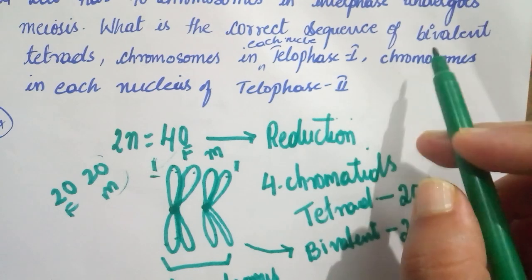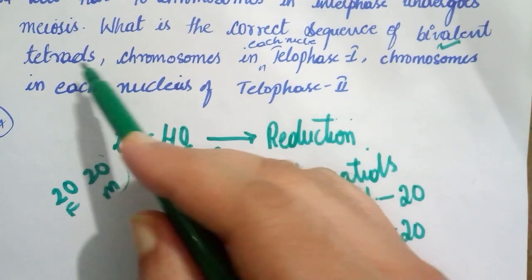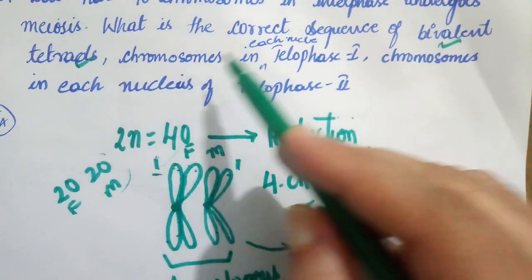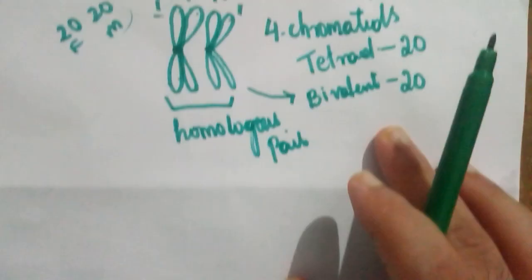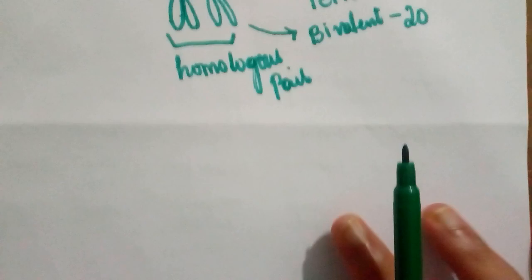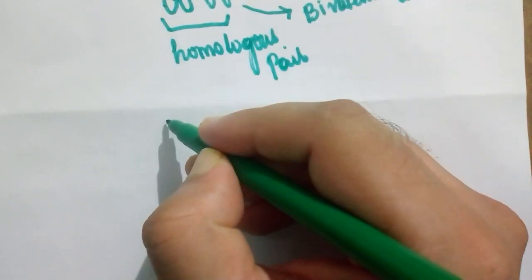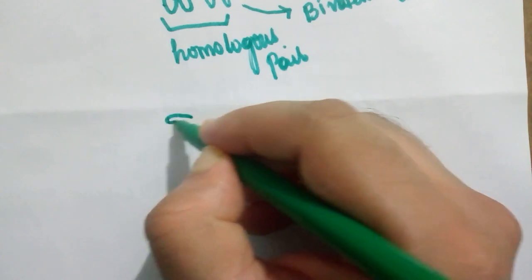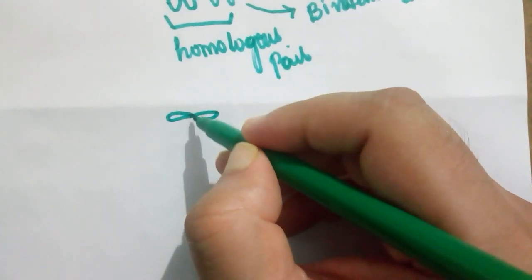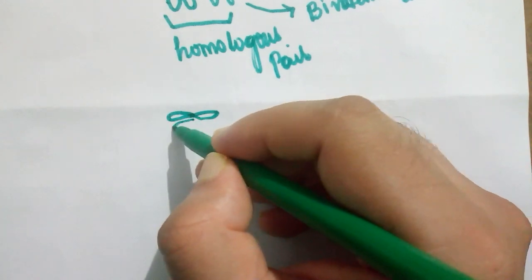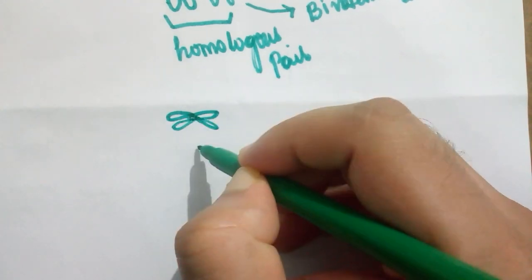So what is over? Bivalence is over and tetrads are over. Next, chromosomes in each nucleus of telophase 1. This is a very interesting thing. In telophase 1, what is going to happen? To understand what happens in telophase 1, you should first understand anaphase 1 of meiosis 1.